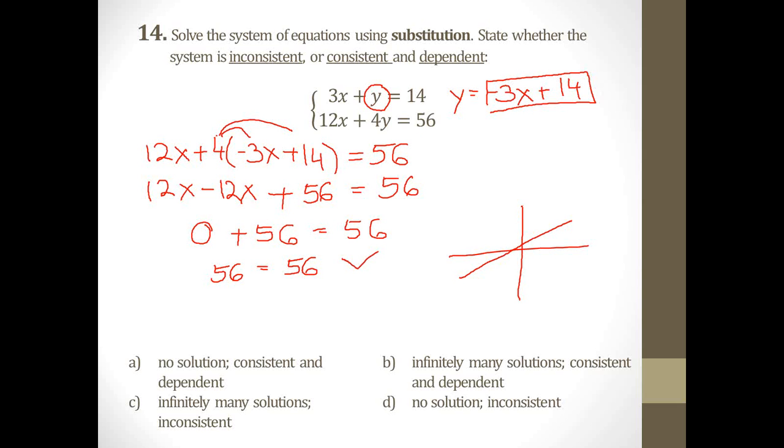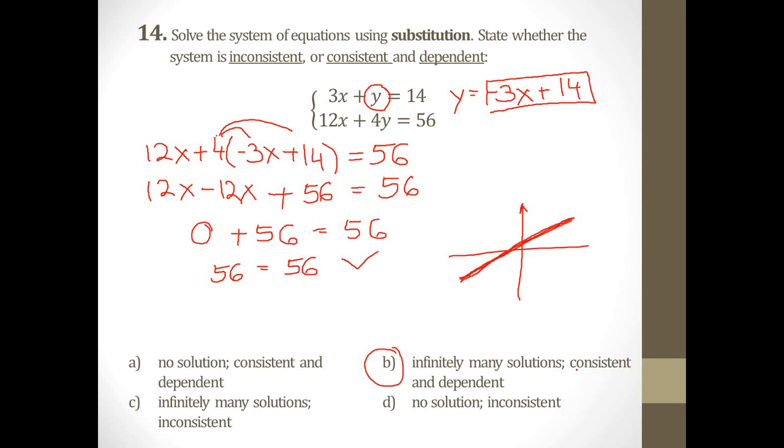But I just wanted to show you guys, if you have one line, the second line would be exactly on top of the other line. So we definitely would have a solution, and in this case we would have infinitely many solutions because every single point from one equation would also be a solution from the other equation. So our correct answer in this case would be B, infinitely many solutions.